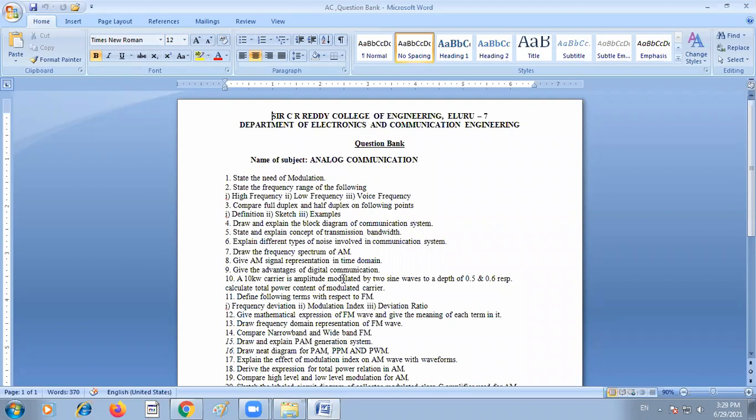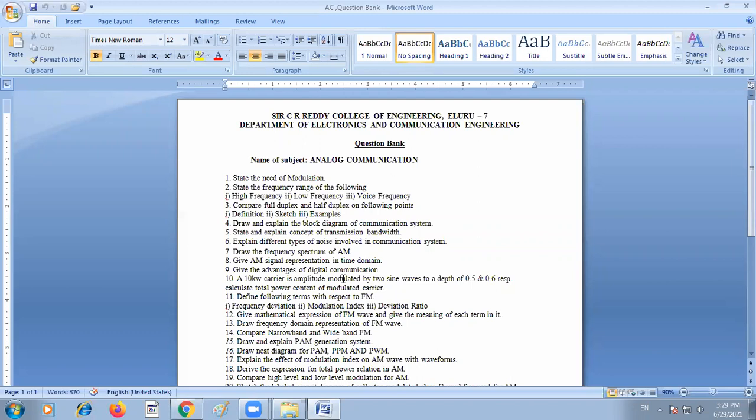Explain different types of noises involved in the communication system. So please put that noises are there, different types of noises. And the seventh one is draw the frequency spectrum of AM. Already can FC plus FM and FC minus FM. That is the spectral component.